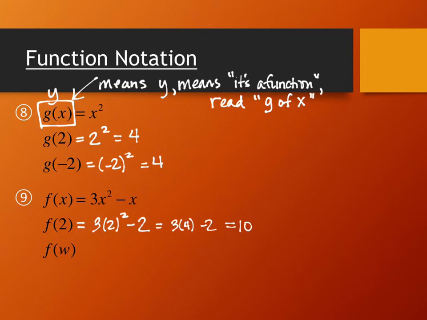Now, this maybe looks a little bit weird, but it means the same thing. Replace the variable with w. Okay, so I just change all my x's to w's. That's all it says. Change all my x's to w's. All right, 3w squared minus w. I'm not going to get a number out of that one because it didn't give me a number input. It gave me a variable input.